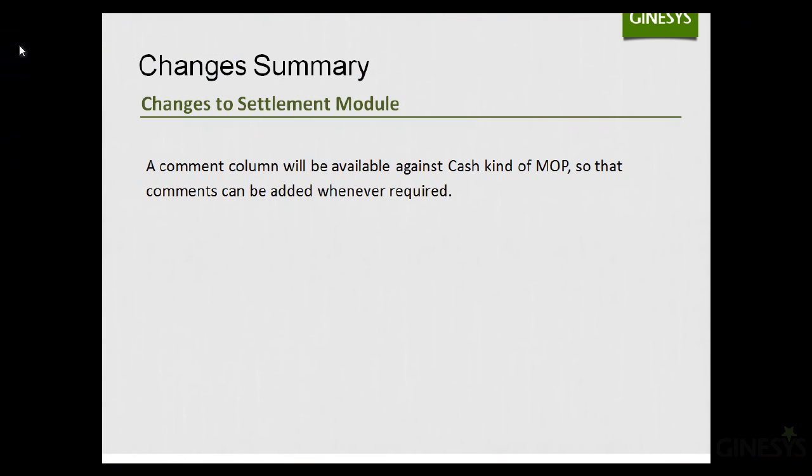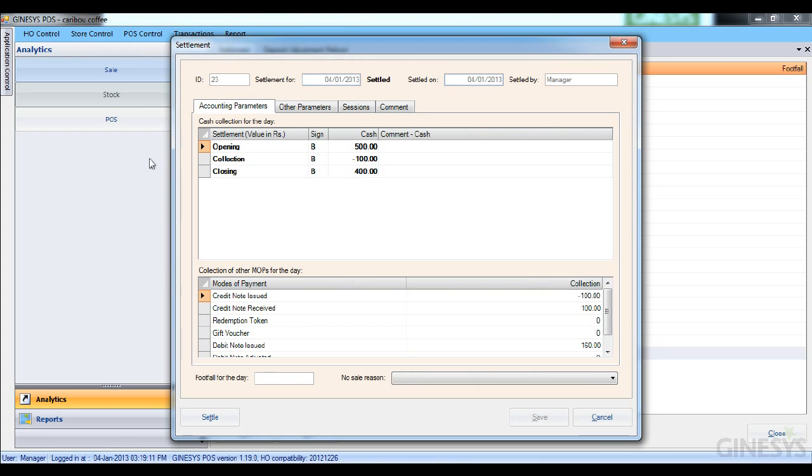The next thing that I wanted to discuss were the changes to the settlement module. A comment column has been added to the cash kind of MOP so that comments can be added whenever required. Let's take a look at that. So here I have the settled date open in front of me, and as you can see, I have this new column which has been added, which is the comment cash column, and I can go ahead and add any comments that I might want to add to this. So this was the other change that we've made for this particular release.